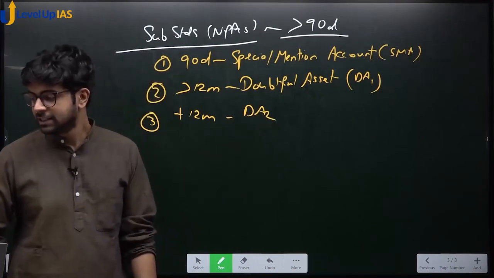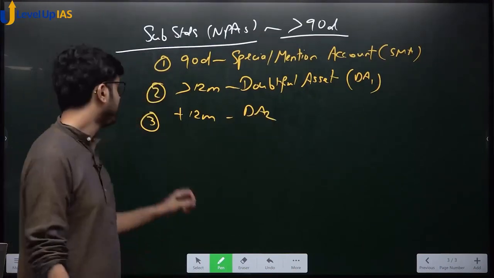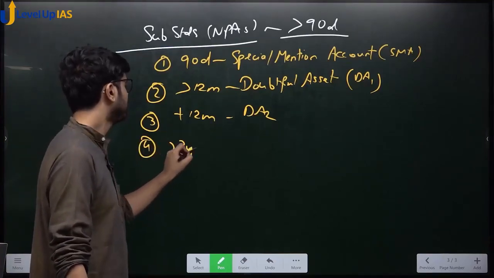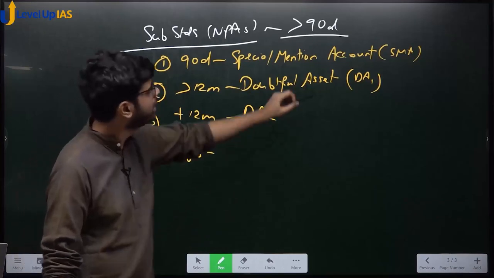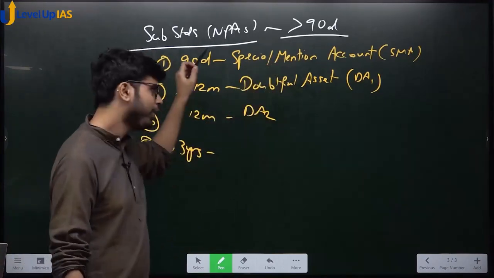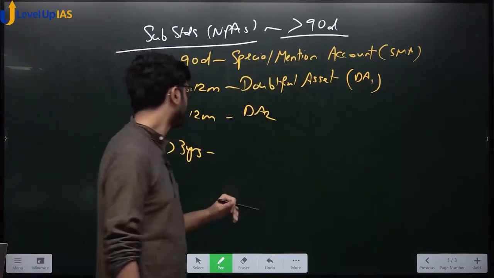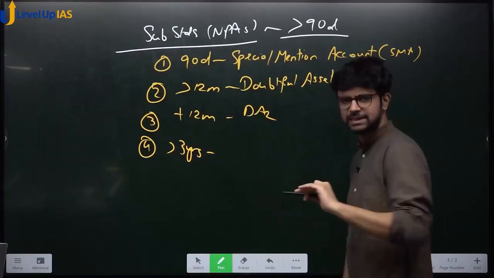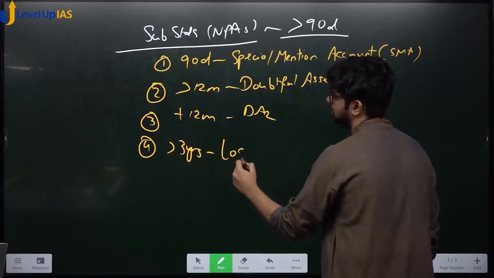And the ultimate stage is 3 years. 3 years ke baad, more than 3 years, see you don't need to know this, you only need to know ki there are different categories. You don't need to remember these time periods, not at all. Theek hai? 3 years ke baad, we call it a hopeless case. We call it losses.